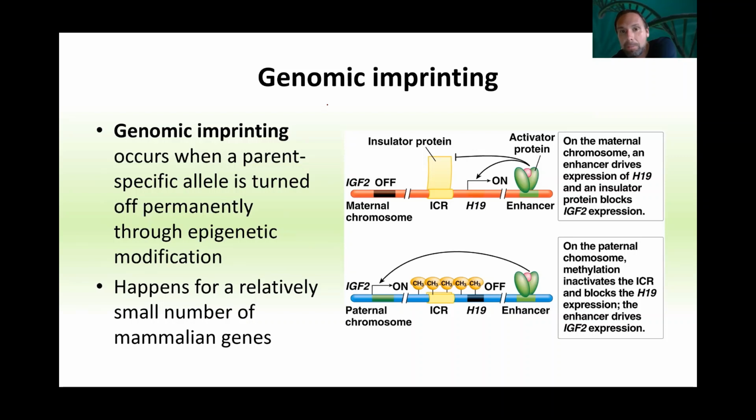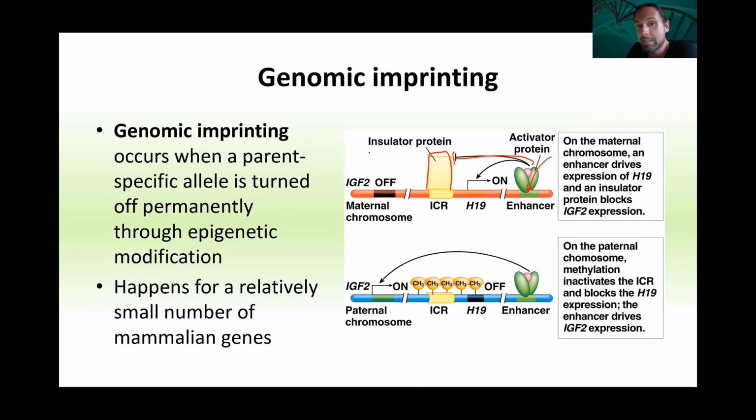An insulator protein is a protein that binds to the DNA and basically forms a wall. Trump would like this one. This wall sits here, and it blocks a transcriptional activator, which binds to an enhancer, from activating this gene because the wall's in the way.